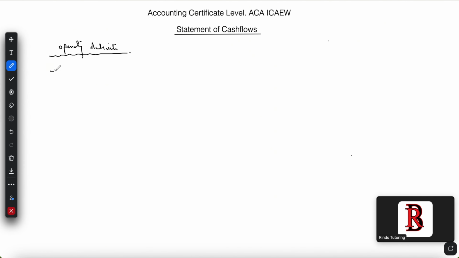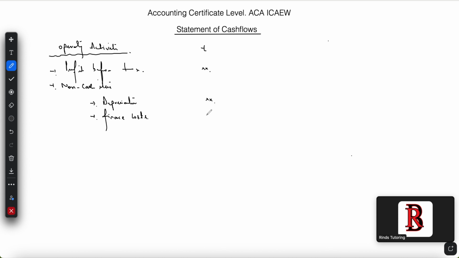activities. So you'll start with the profit before tax. This figure will be extracted from the P&L. Then you will deal with non-cash items. So number one, depreciation. Depreciation needs to be added because it was deducted in your P&L. It's non-cash in nature, so add it here.